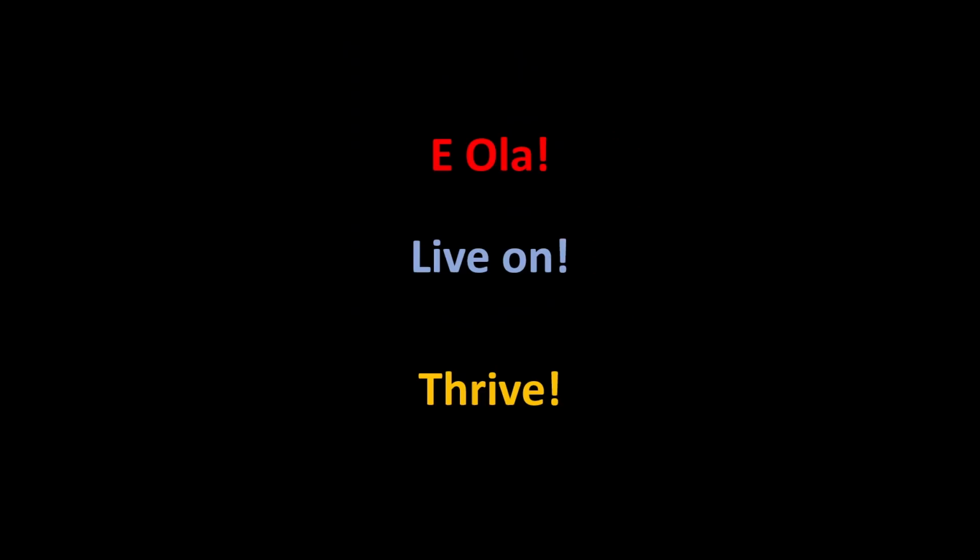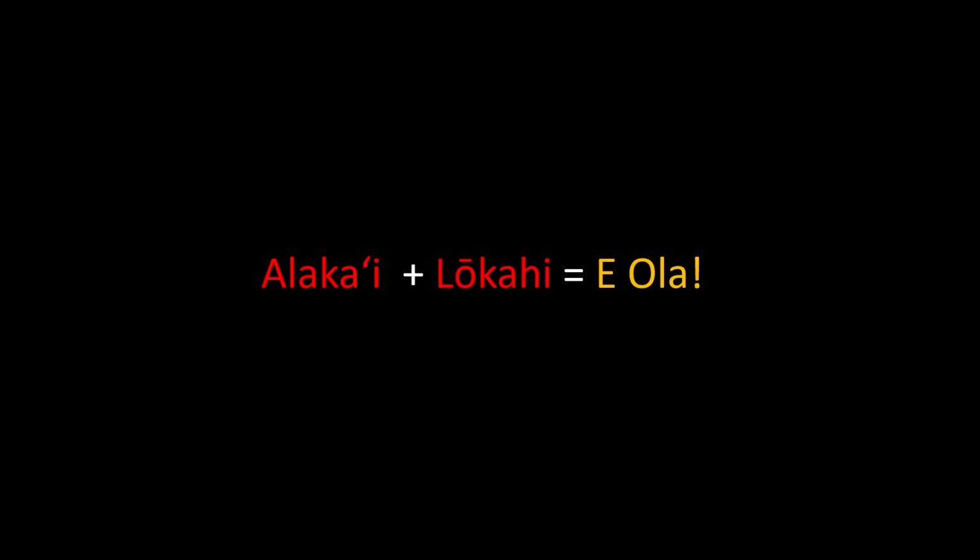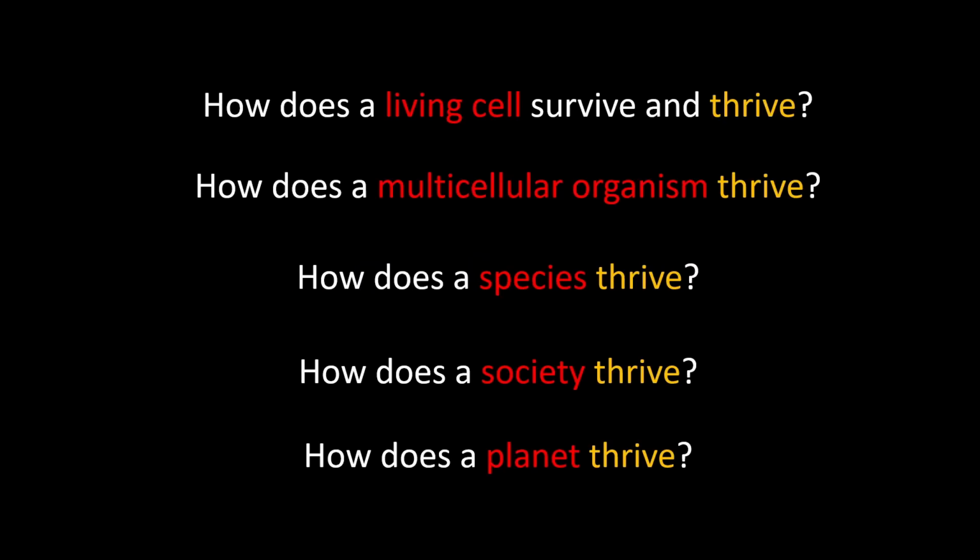There's a Hawaiian word, eola, means to live on or to thrive. How do we live on and thrive? I have a formula. Being a scientist, I got to give you one formula. Alakai plus lokahi equals eola. This means that leadership plus teamwork, that's how you're going to thrive. That's a formula for thriving. That's how a single cell thrives. That's how a multicellular organism thrives. That's how a species thrives, a society, and a planet.